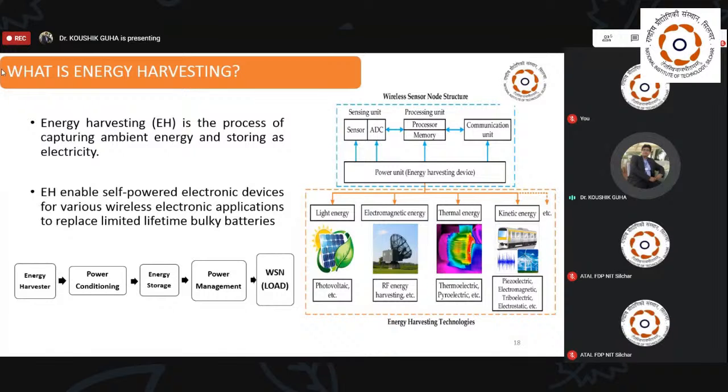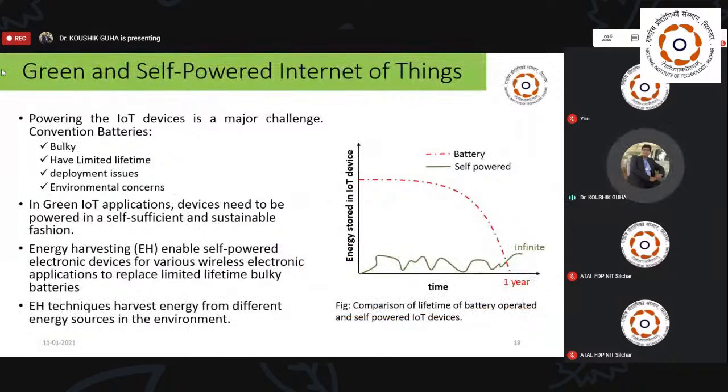Maybe the light energy harvesting, that means photovoltaic. Electromagnetic energy harvesting technology is already there. Then thermal energy means thermoelectric effect, pyroelectric effect. Kinetic energy harvesting, then vibration energy harvesting, then piezoelectric energy harvesting, electromagnetic energy harvesting, triboelectric, electrostatic. So lots of technologies are already there, and also lots of people are working towards the different energy harvesting systems and technologies. So what is the green and self-powered Internet of Things?